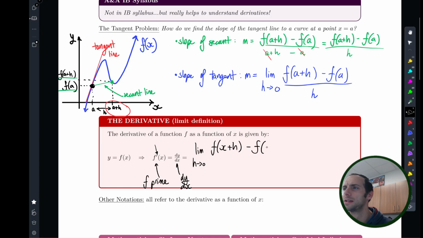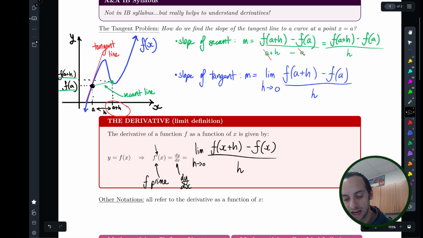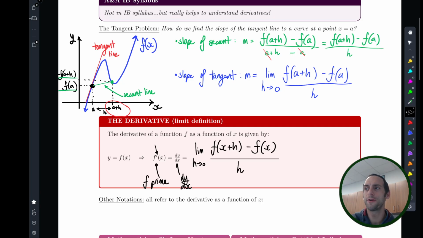differential calculus. And we change from it being a tangent line at a particular point to a tangent line at any point. So we will change the a to be more general and just make it an x. Okay? This way we get a function which can tell us the slope of the tangent line rather than having to compute the slope of the tangent line at every single point.